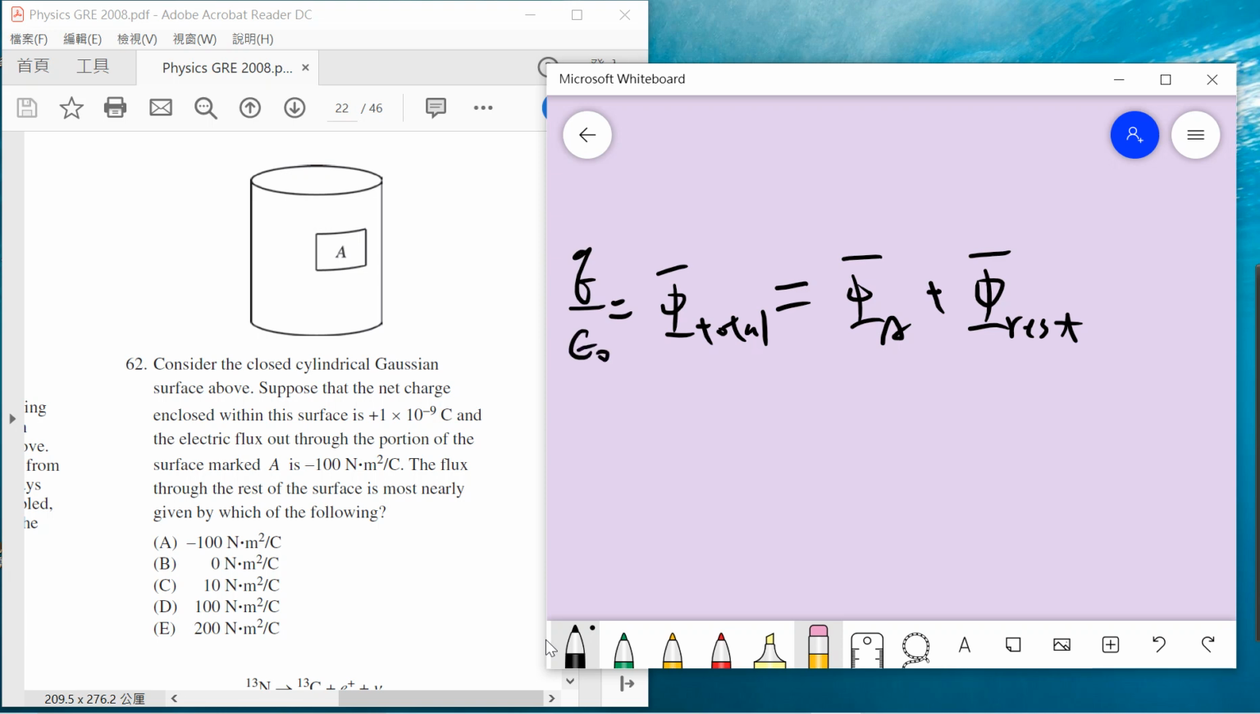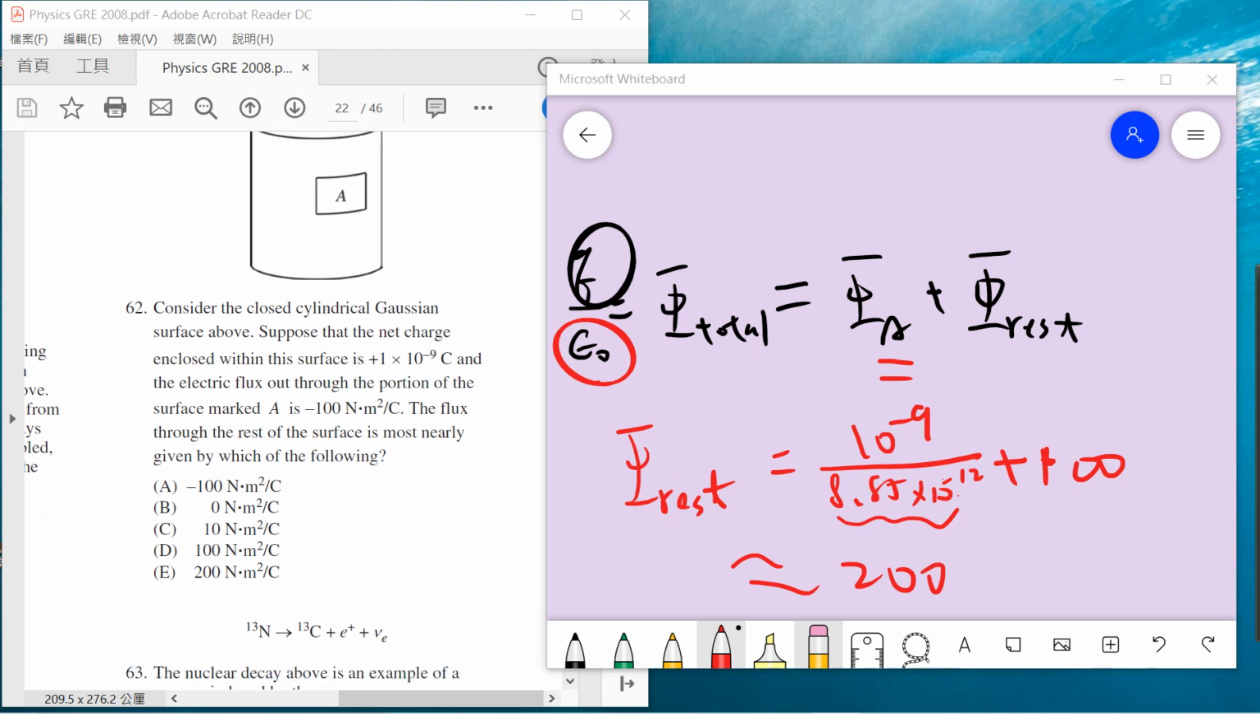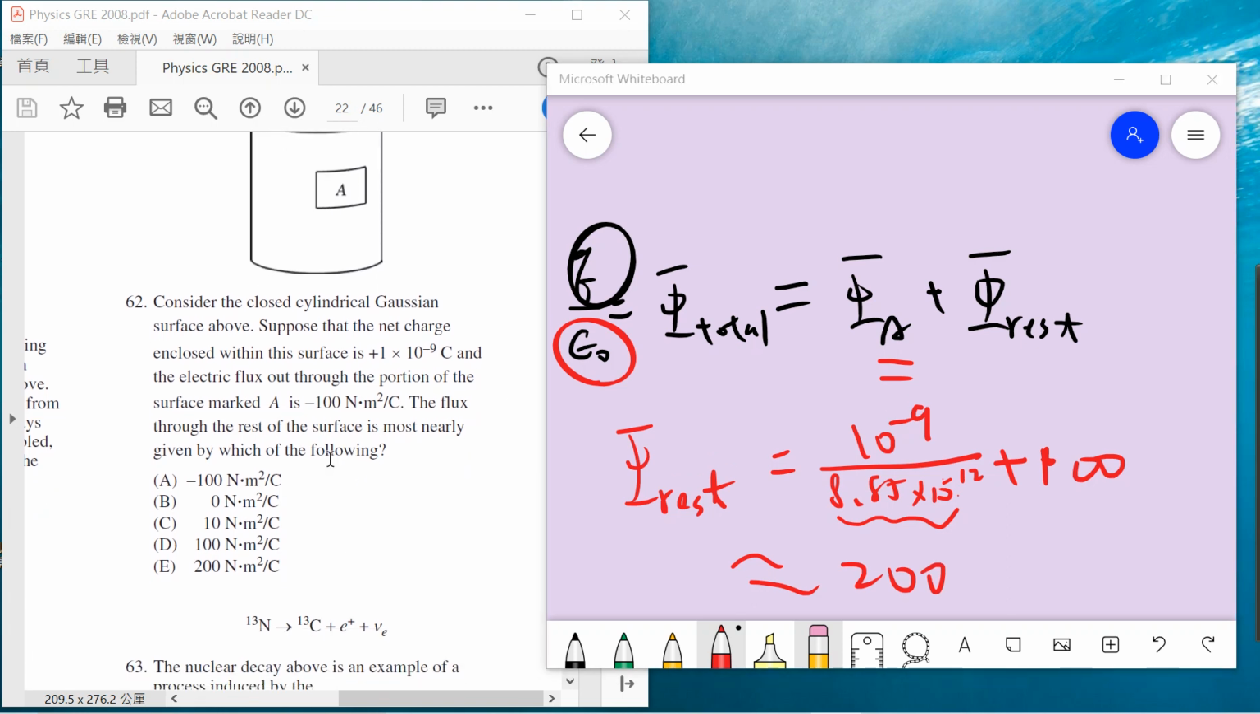Since we already know the Q, and we know the epsilon naught, and we know the phi A, the phi rest can be easily computed. Just 10 to the negative 9 divided by this epsilon naught constant, which you can find on the first page with the constants, and then plus 100. So this is 1000 over 8.85, so it's close to 100, so basically it's 200. So the answer is E.